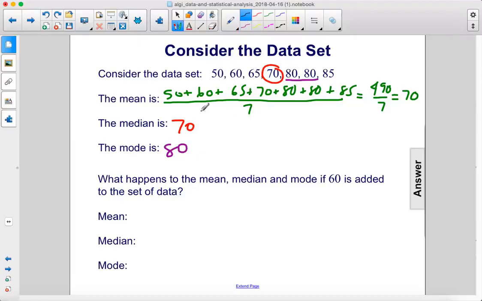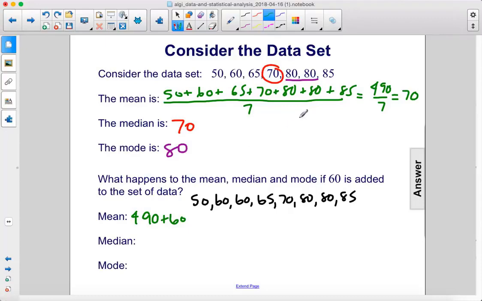Alright, so if we add in 60, our new set will be 50, 60, 60, 65, 70, 80, 80, and 85. So to find the average, or the mean, we would add all of these up and then add an extra 60. So it would be 490 plus 60, and then divide by 8, because now there's 8 numbers, and that would give us 550 divided by 8, which is 68.75.